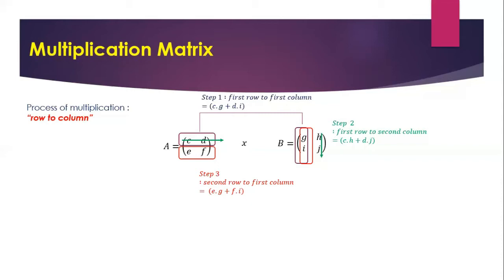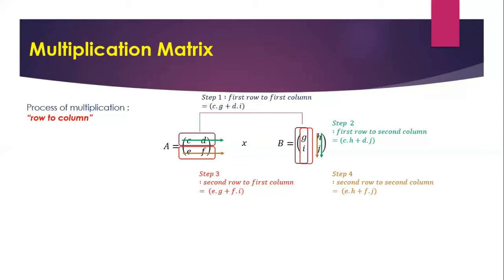Okay, go. Step 4. EF component, go to its J component. Once again, EF component, go to its J component. Step 4: E prime H plus F prime J component. Is it clear to you?